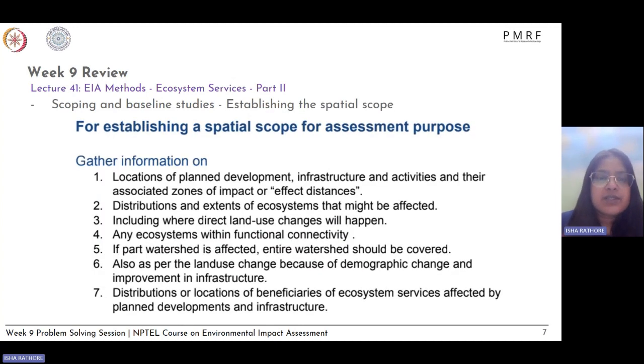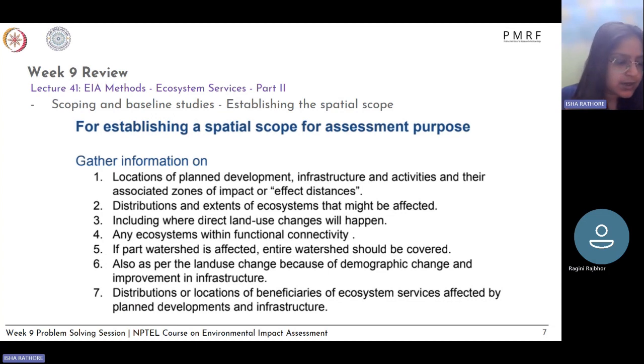For establishing a spatial scope for assessment purposes, we gather information on the locations of plant development, infrastructure and activities and their associated zones, and the impacts or effect distances. First we identify the areas of plant development. Then we see how much they are affecting the ecosystems. If any ecosystem service is getting affected, we need to identify it, based on the ecosystems and the development activities planned around them.